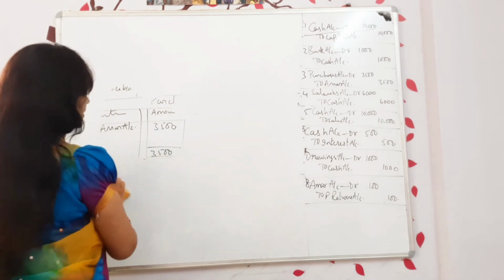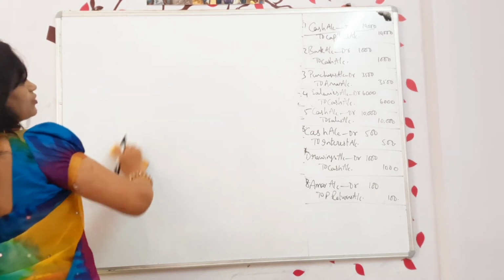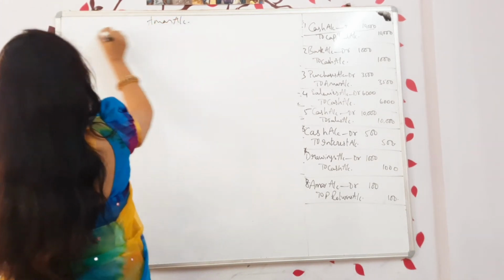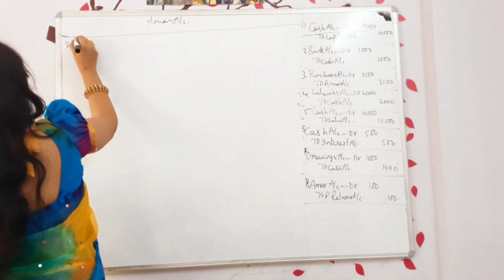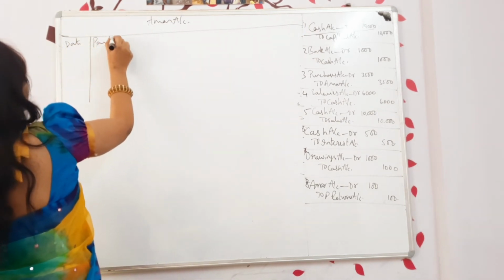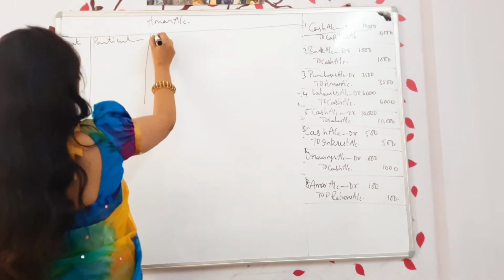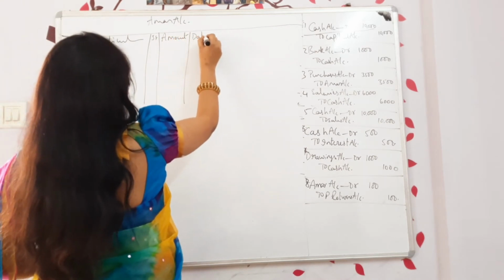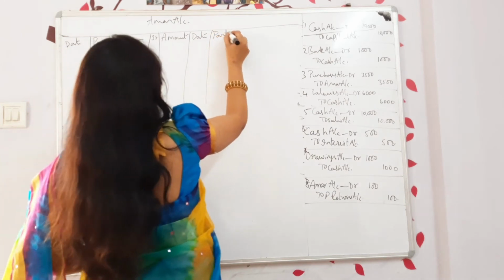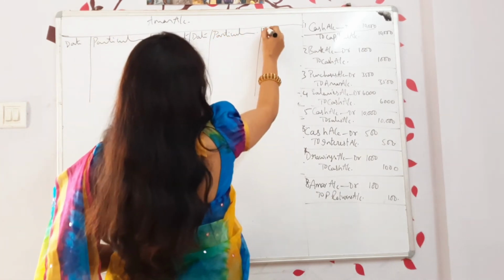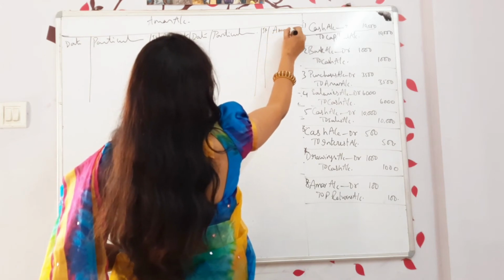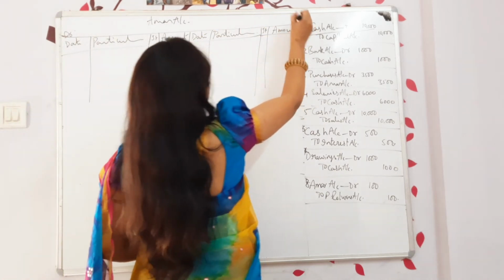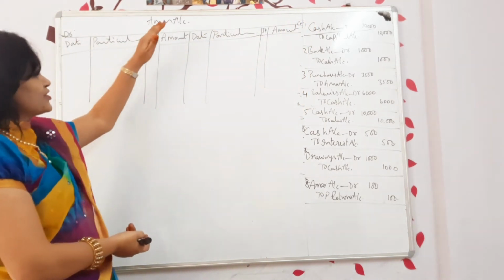So give the format for Amar account. What is the format of a ledger? Amar account: date, particulars, journal folio, amount, date, particulars, journal folio, amount. What else have I left? Debit and credit. Okay. So now let us prepare Amar account.